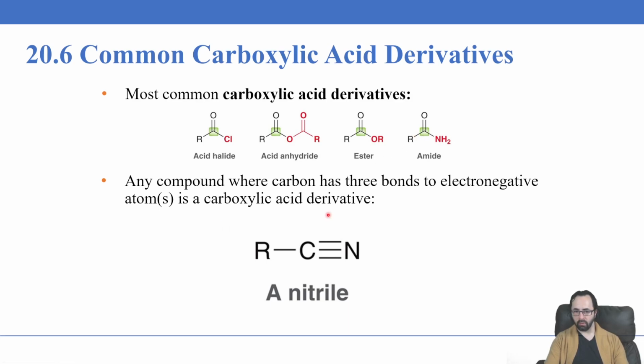We also have, for example, reactions to produce a nitrile as well. This is a name that you should become familiar with when you have a group attached to a carbon atom that is triple bonded to a nitrogen. This is called a nitrile.